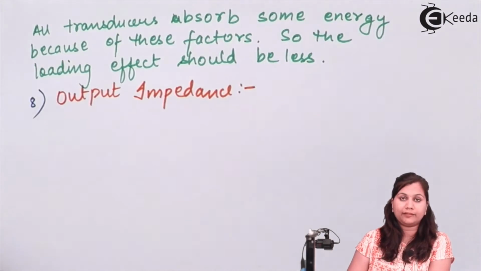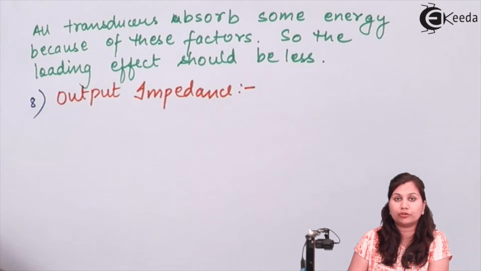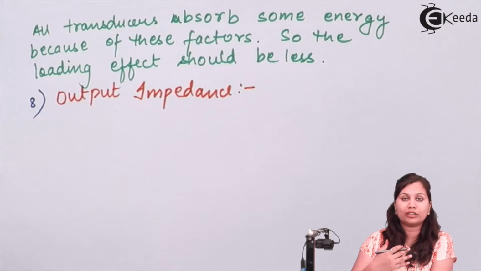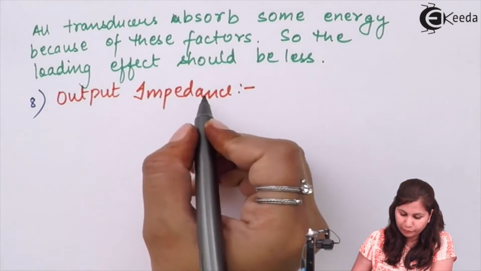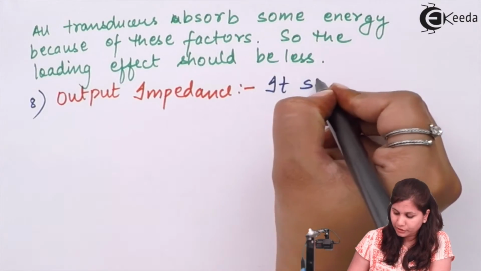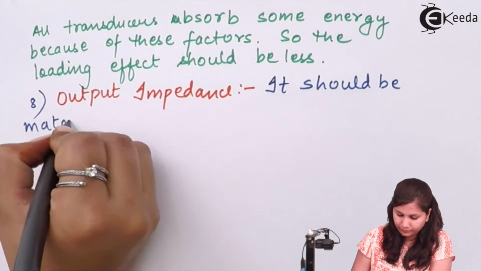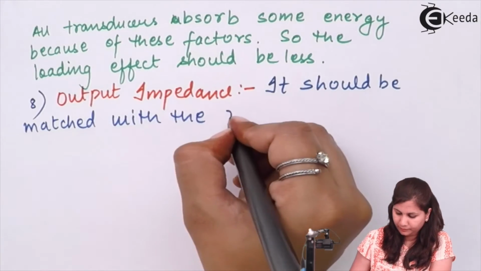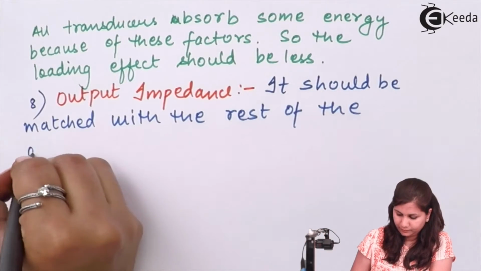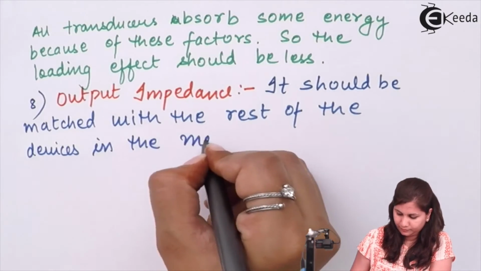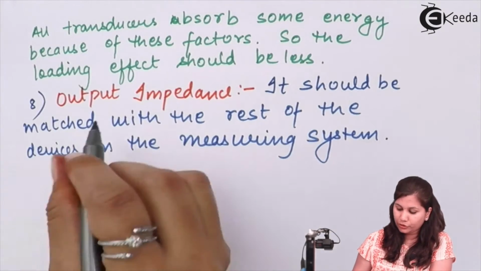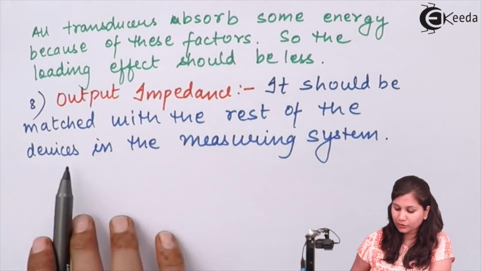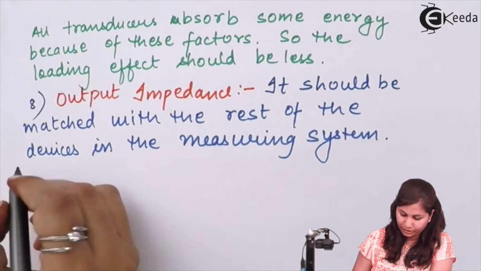Now, as I have said, if we want to reduce the loading effect, then the output impedance of the transducer should be very high, and it should match with the input impedance of the other devices. So here the output impedance should be matched with the input impedance of the rest of the devices in the measuring system.